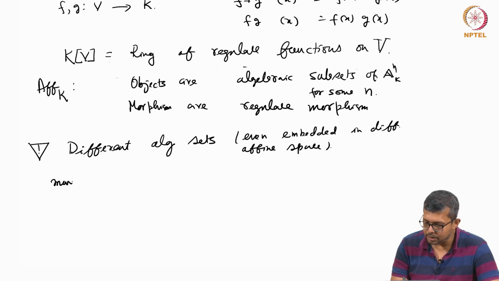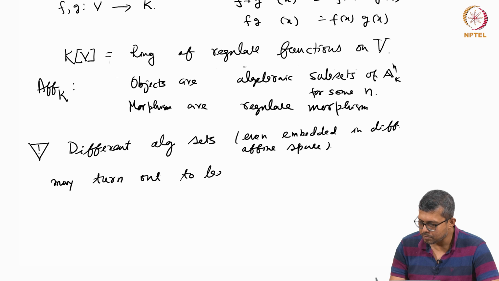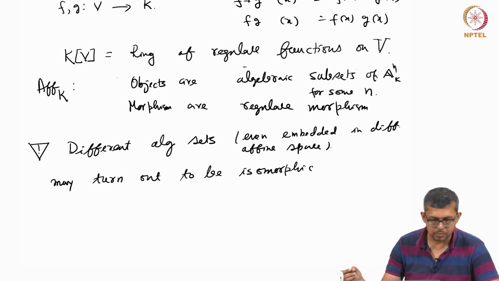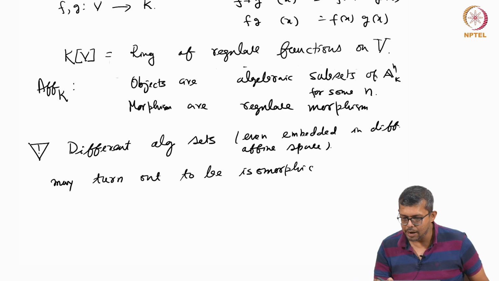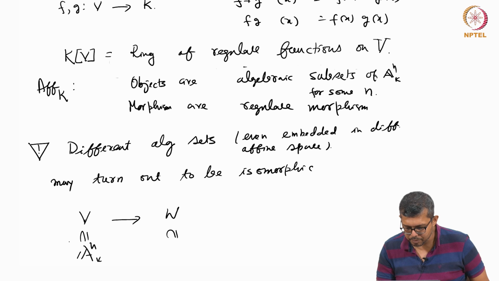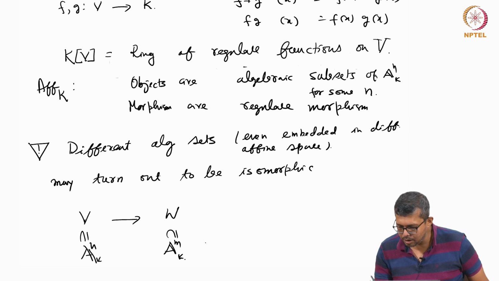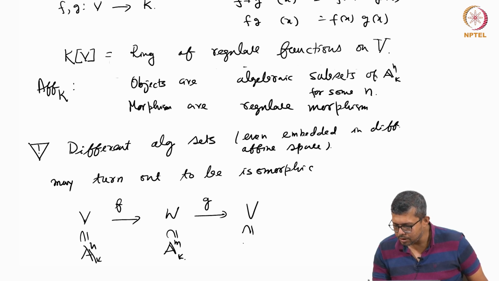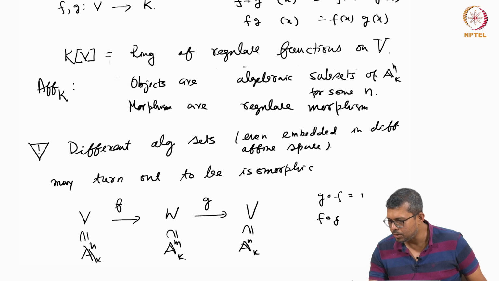Defined algebraic sets may turn out to be isomorphic. So isomorphism means if you have a map F from V to W, where V is in A^n(K) and W is in A^m(K), then F is an isomorphism if you have some G from W to V such that G composition F and F composition G are both identity.